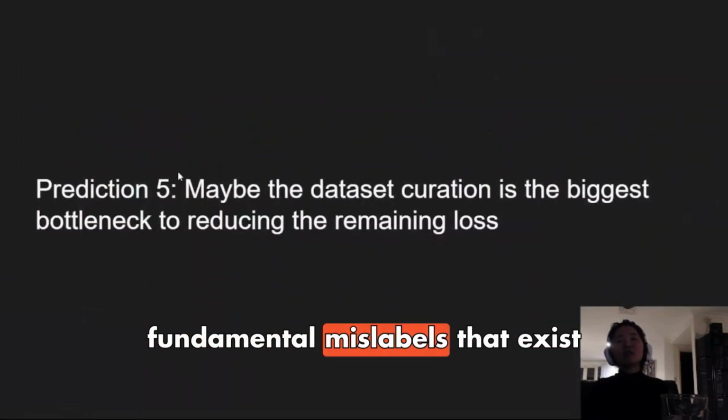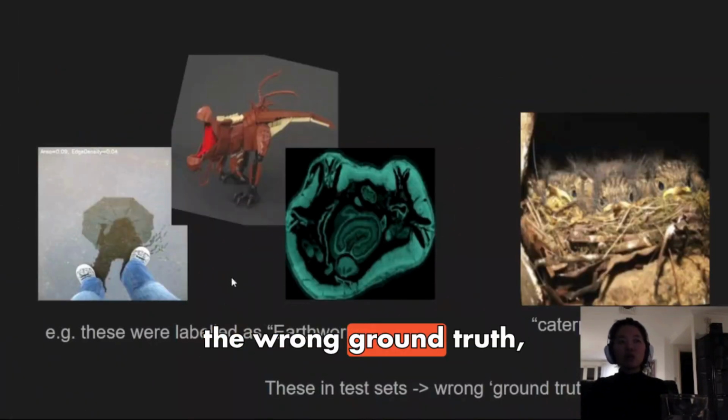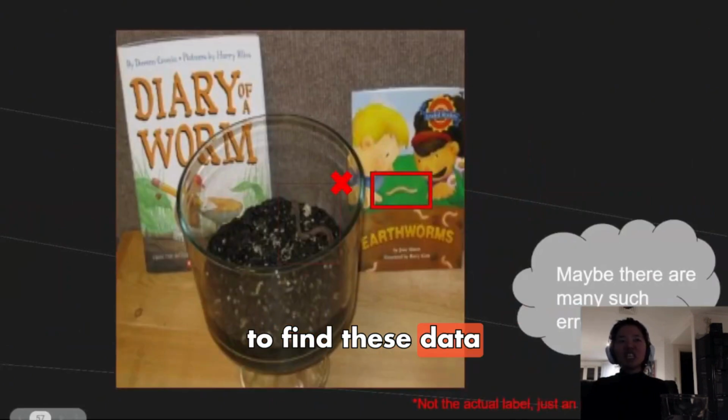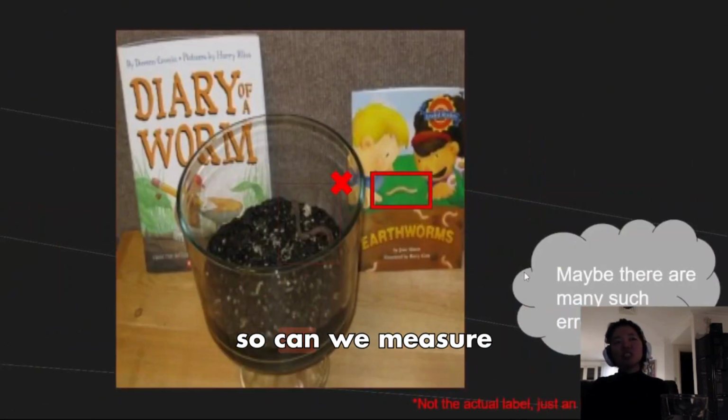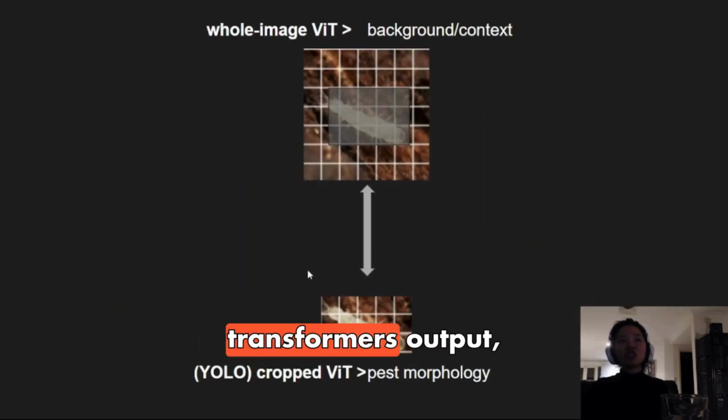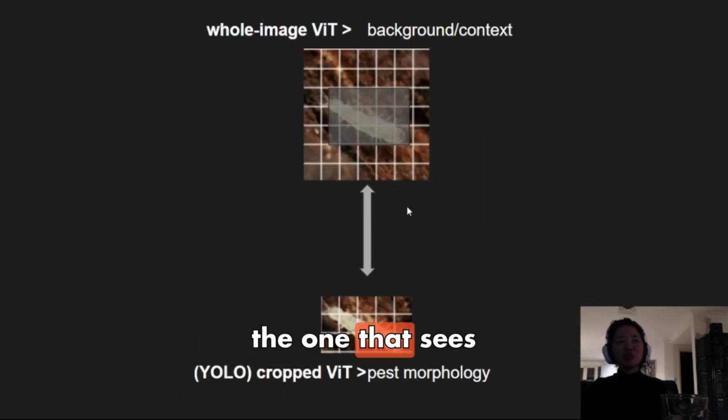Here we predict that the fundamental mislabels that exist in the test set lead to the wrong ground truth, and it has to be related to the bounding boxes or annotations, assuming that the dataset curator used YOLO to find this data from the web. We've seen how YOLO struggles with noise, so can we measure how bad these YOLO labels or bounding boxes are? How about comparing the results of two vision transformer outputs, one that only sees the cropped image and one that sees the whole image?